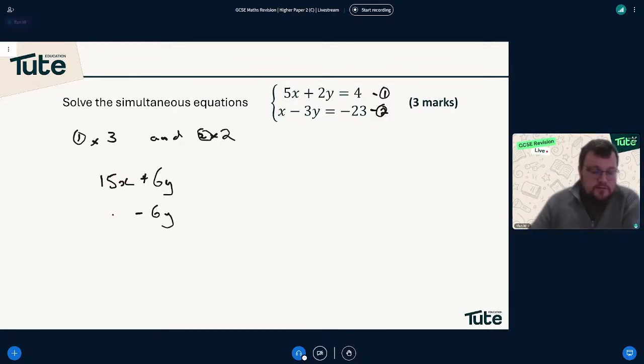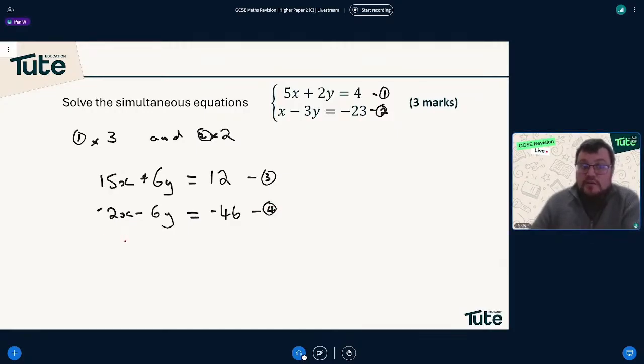And this one then becomes 2x. So 15x plus 6y is equal to 12. And 2x take away 6y is equal to negative 46. I'm going to call this one 3. I'm going to call this one 4. What I'm going to do then is add them together.